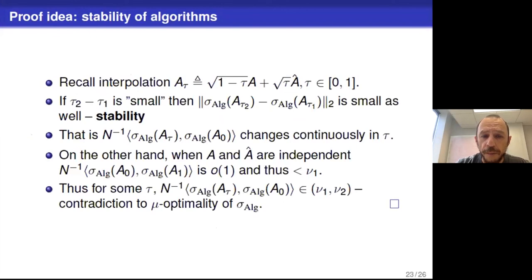The remaining part of the proof idea is that stability implies that if you apply your algorithm over this interpolated family of instances, then at some point your solution will fall into this forbidden region, the region forbidden by the overlap gap property, where you know the solutions cannot exist. And because you fall into that forbidden region, you arrive at a contradiction. So it's based on a contradiction argument.